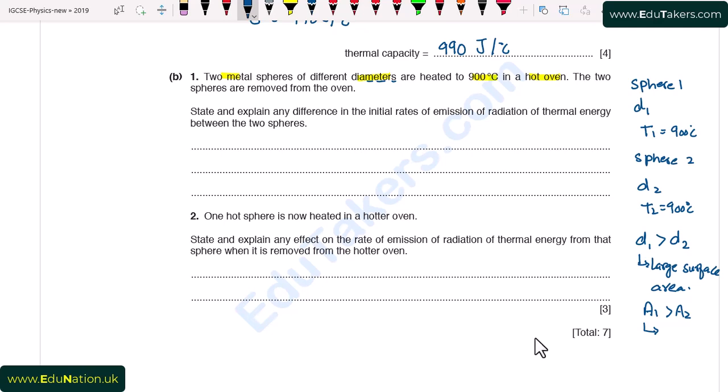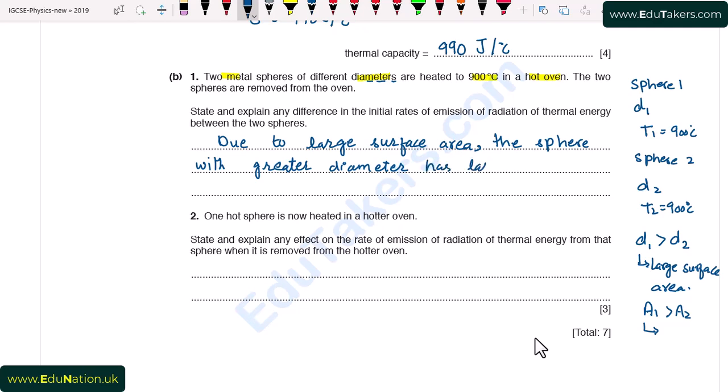So I write here, due to large surface area, the sphere with greater diameter has large rate of emission of radiation.